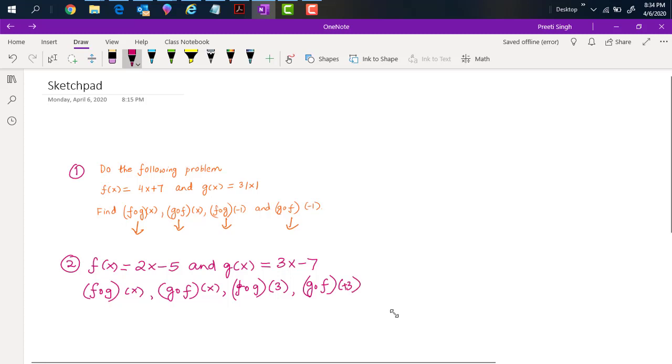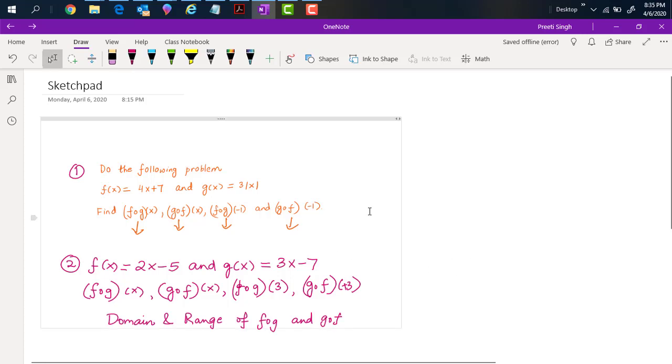Another thing I want you to answer in problem 2 is to also write the domain and range of both of these functions, domain and range of FOG and GOF. So whatever your answers are for FOG and GOF, write the domain and range as well. Once you are done with these problems, please enter the answers in the discussions post. I will be posting a discussion. So enter these two answers in the discussions post.